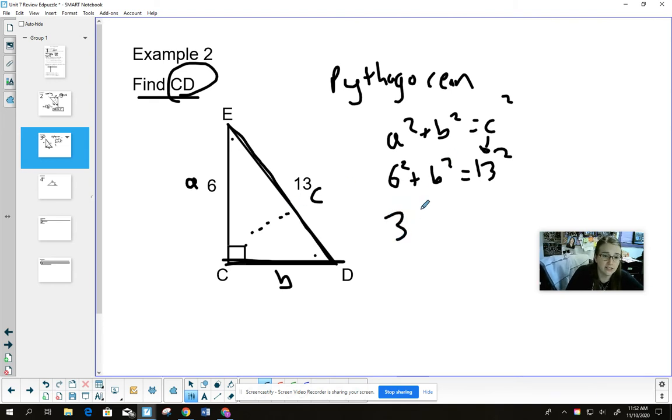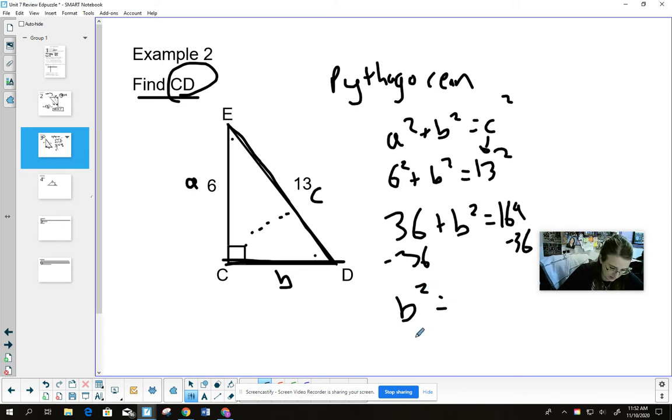So I'm going to simplify this. We got 36 plus B squared equals, I know what 13 squared is, but I'm going to double check, 169. We're going to subtract that 36 over. We got B squared equals 169 minus 36, 133. And then don't forget, guys, you're not done here. You haven't solved for the missing side. You solved for B squared, and we need just B. So what undoes a square is a square root, and we have to do it to both sides. So square root of 133 equals, you should have gotten 11.5.